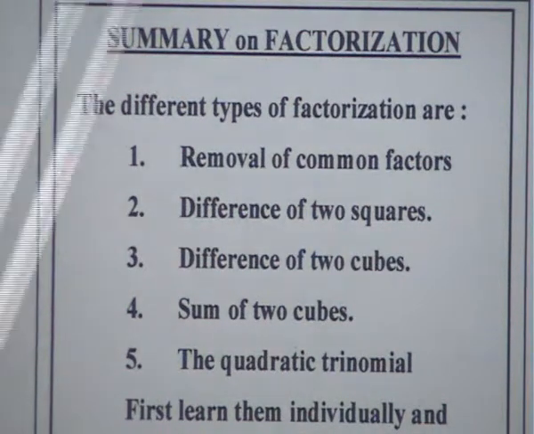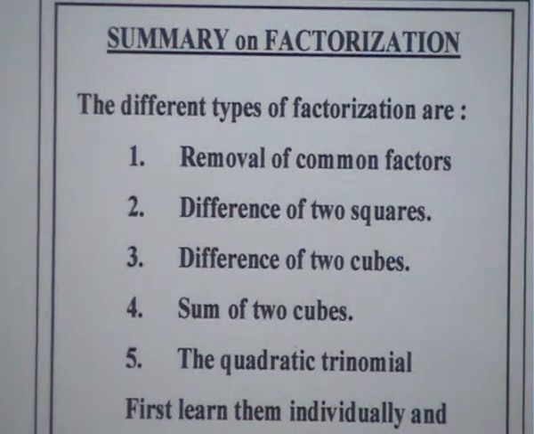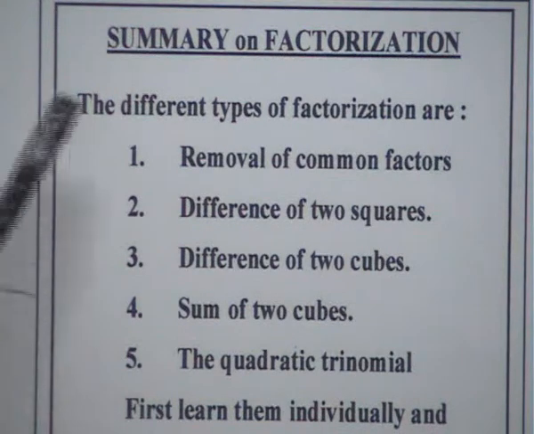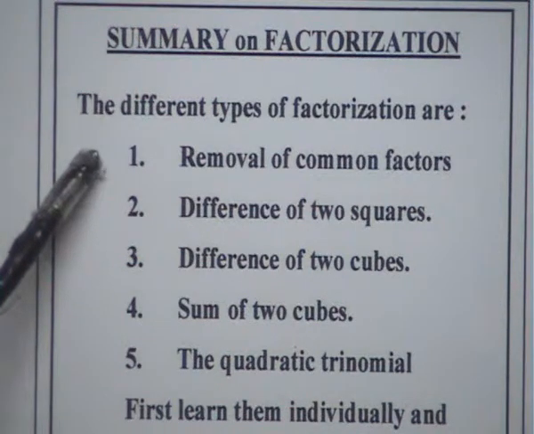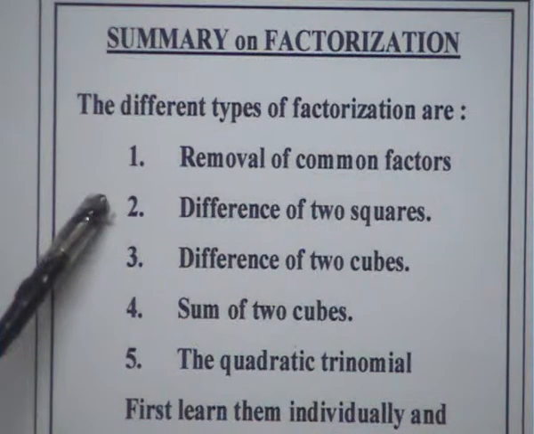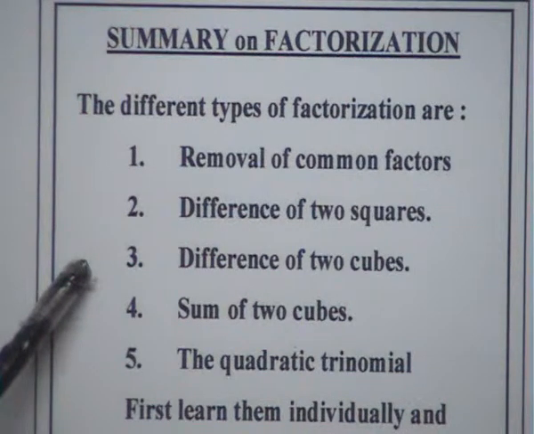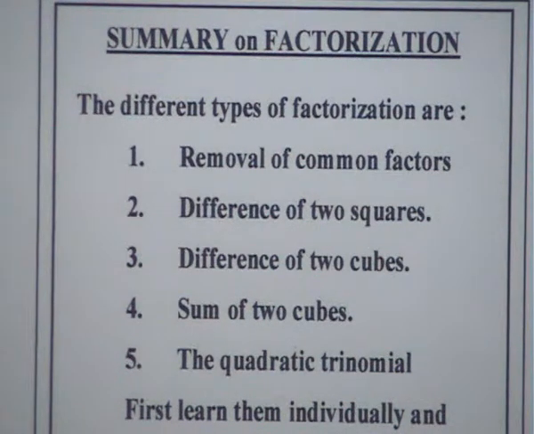Right. Now before you do a mixed exercise, you have to do a summary on factorization. You must have a summary like this. There are different types of factorization. Number one, there's removal of common factor. You've got about 5 different types. Then you've got difference of 2 squares, then difference of 2 cubes, then sum of 2 cubes. Right? I'm going to come back to the summary. We'll stop there, and I'll complete the rest of the summary just now.